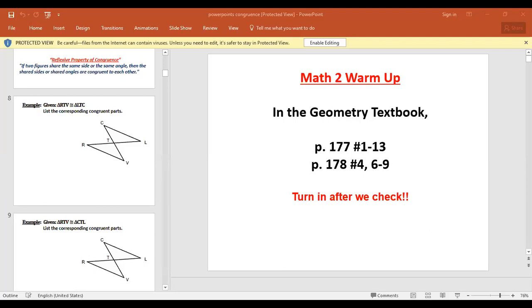Miss, I can see this figure. It's two triangles. When we put the first one over the second one, they are the same shape and the same size.